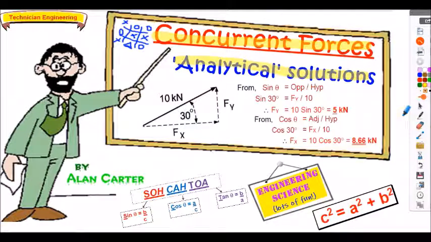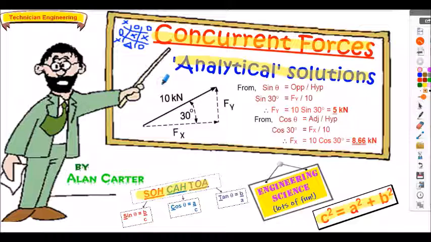This presentation builds on a previous presentation related to concurrent forces where we use graphical methods to produce our solutions. It is assumed you have seen the previous presentation as some of the terminology and definitions outlined in that presentation underpin this presentation. Because we're involved with analytical solutions, it is assumed you are familiar with Pythagoras' theorem and also the use of the basic trig functions sine, cosine and tangent. If you need a recap on Pythagoras' theorem or basic trig, please review separate presentations on those two topics.